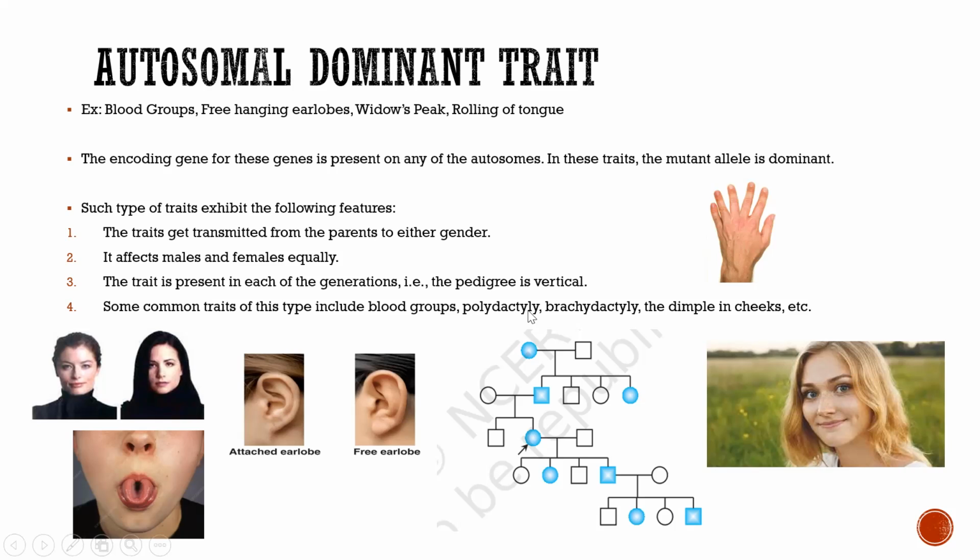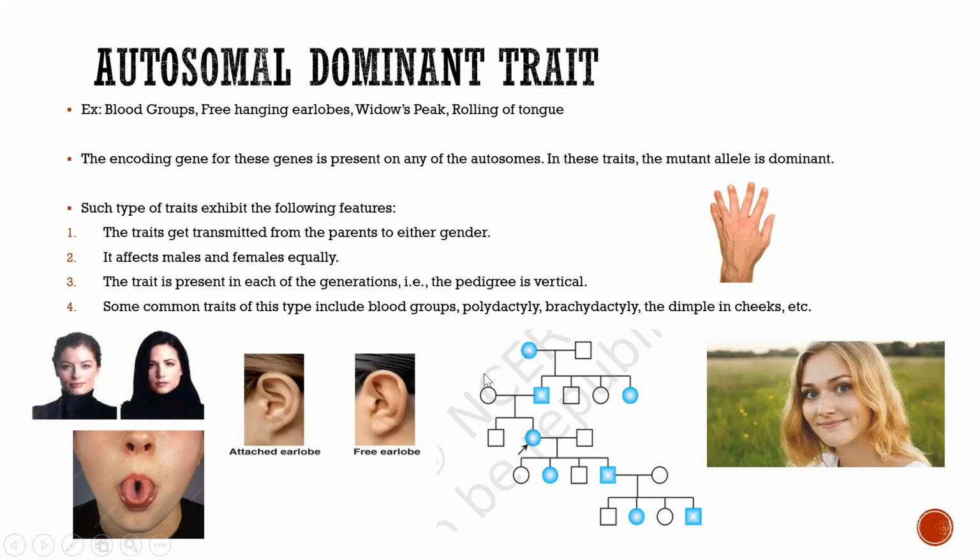And polydactyly. Polydactyly means more number of digits in the hand. So here I've shown you the picture where a person is having 6 fingers instead of 5. And brachydactyly means the digits will be short. So these are some of the characters under autosomal dominant trait.